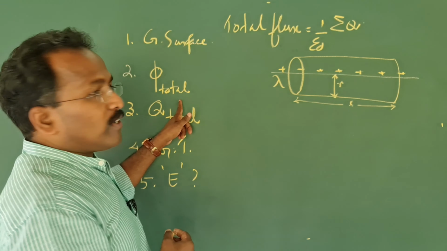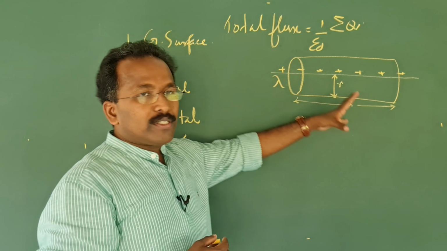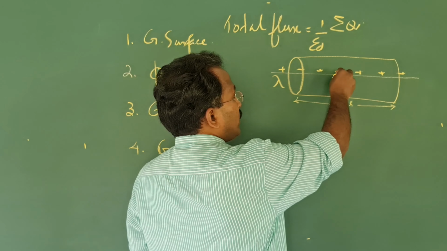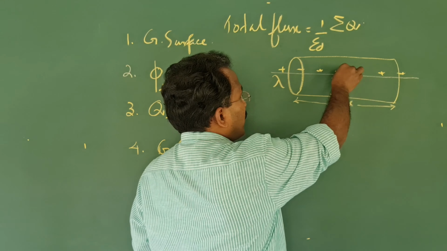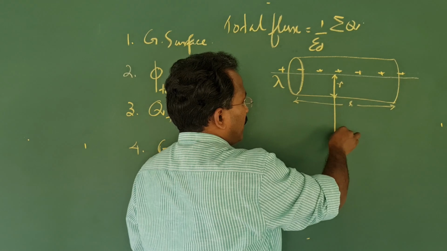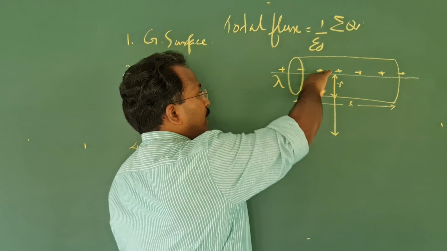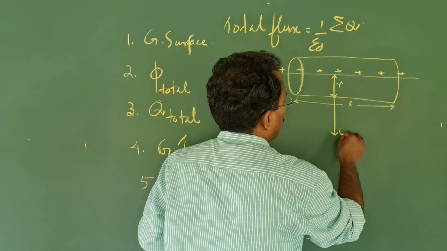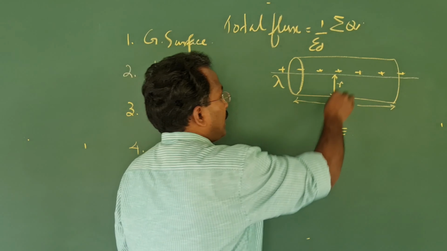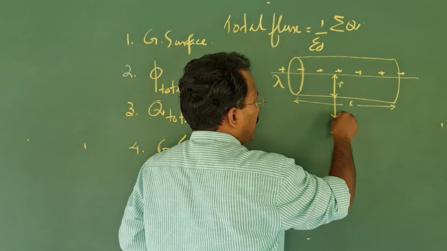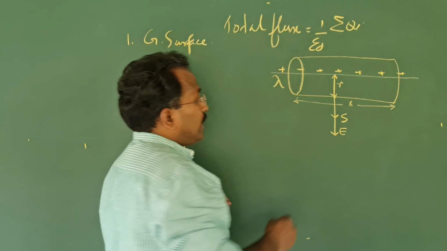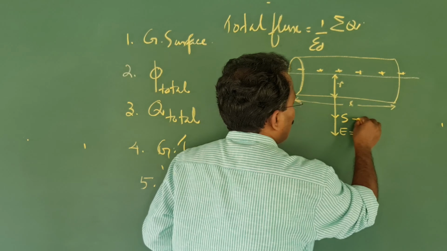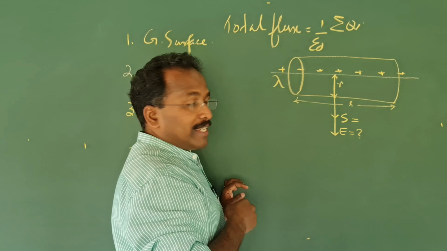Now the second step is you have to find the total flux through this Gaussian surface. For finding the total flux, the electric field from this wire is actually pointing down like this, and it is radially outwards from the wire. So this is the direction of electric field, and this itself is the direction of area vector S. This E we are going to find out. S, you know that S. How much is S?